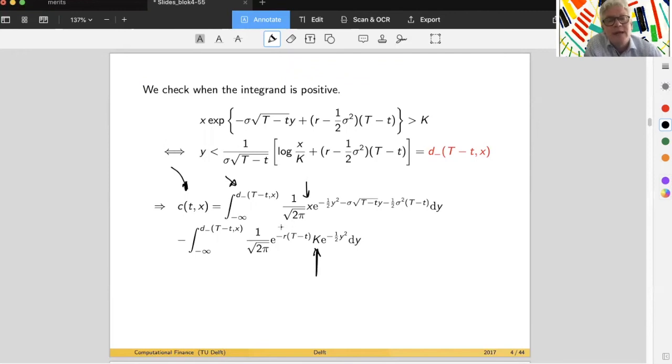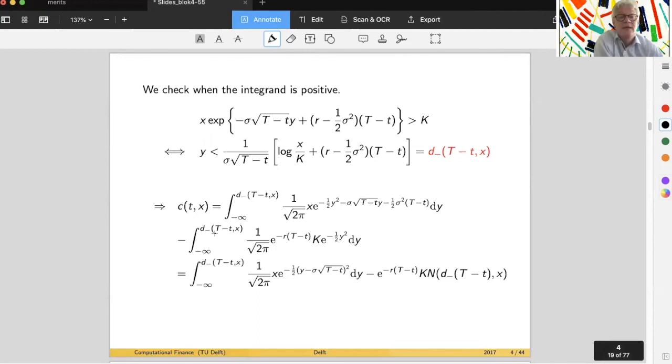Well, this part we can take out, and we recognize here immediately this is like the standard normal distribution, the standard normal distribution with the upper bound as the argument. So let's first do that. The first one we just copy here: 1 divided by the square root of 2 pi times x times this exponential function dy.